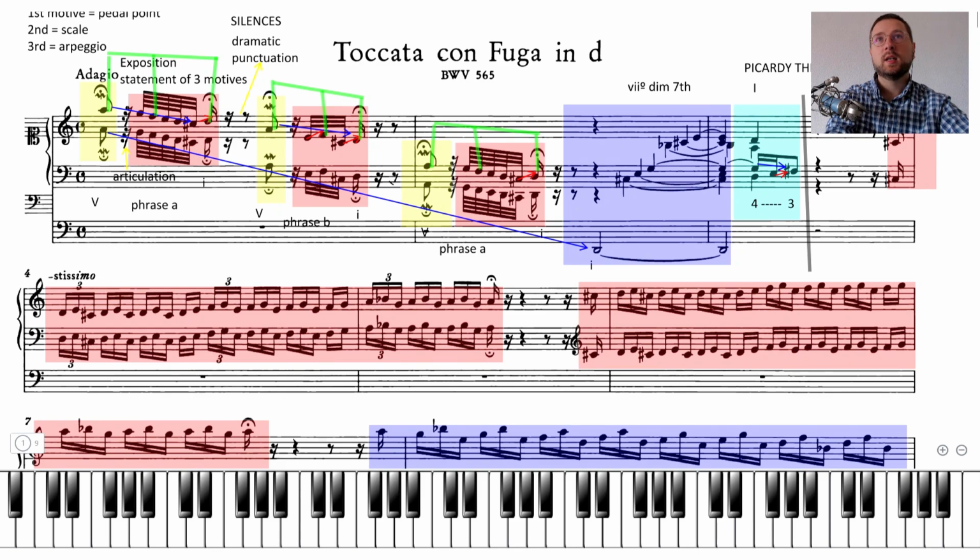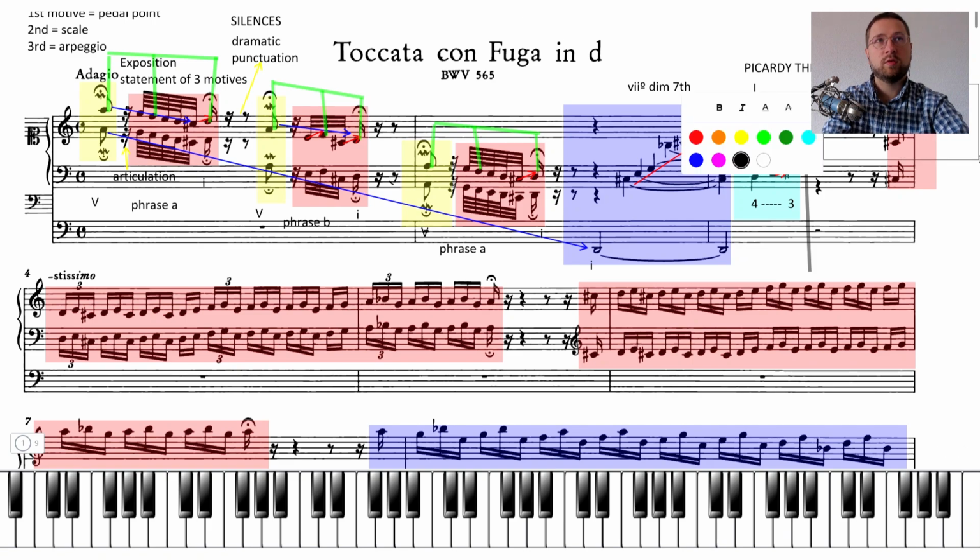At the time, toccatas tended to be much more free in form and improvisatory. In this case, the main ingredients have been set: the 5-1, 5-1 chords, the 3 motives, and everything that's going to follow is just going to be development of that. So we can call this next section the first development. That's how I would like to refer to it.